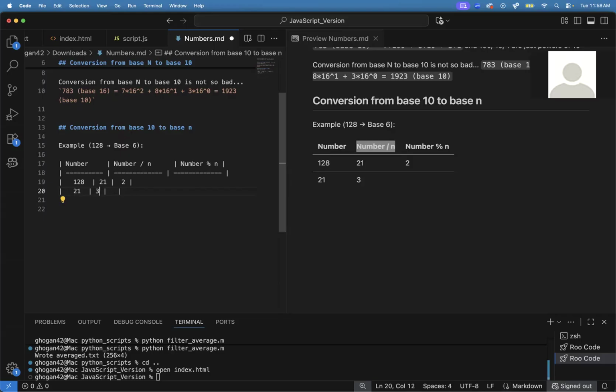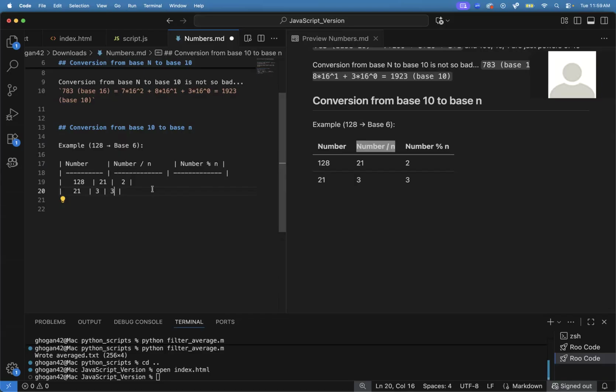Then we need the remainder. So 3 times 6 is, oh, wait, how many times does 6 go into 21? It is 18. Okay, I don't know, brain fart. So 6 goes into 21 3 times. We get 18. And the remainder would also be 3, right?